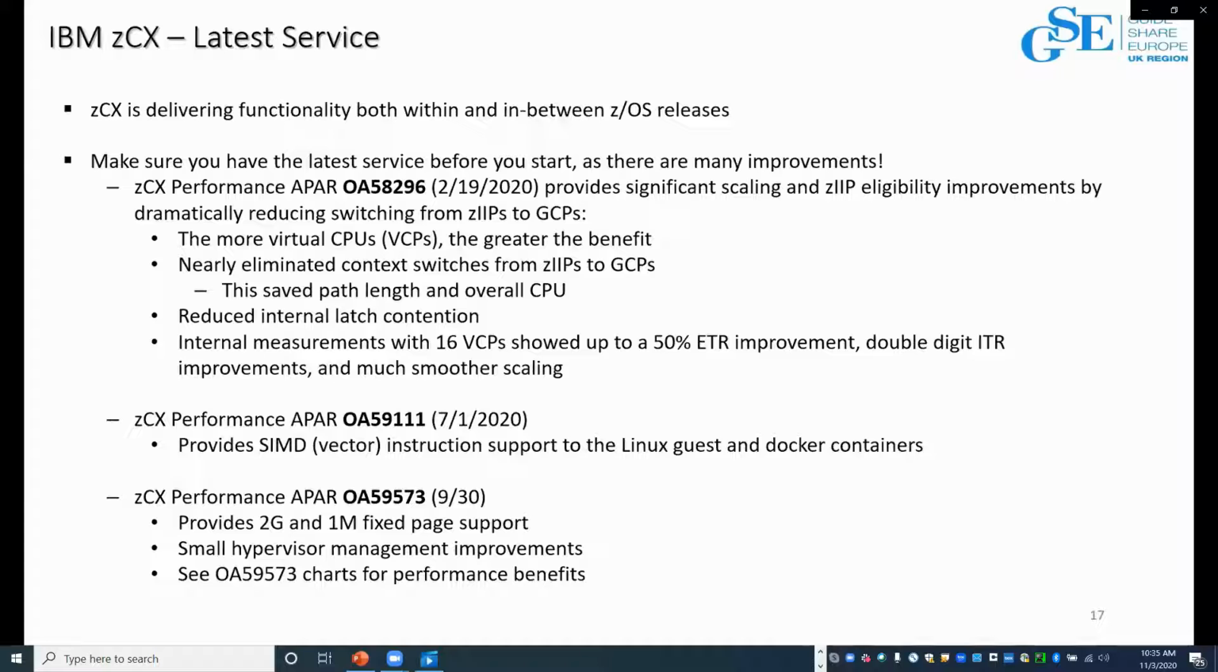The other major one is OA59111. It provides SIMD or vector support instructions. So if you have any scientific type applications, AI, all that kind of stuff, you're going to get a lot of benefit from that. And I talked about the large pages, beat that one to death. It's available as of the end of September.